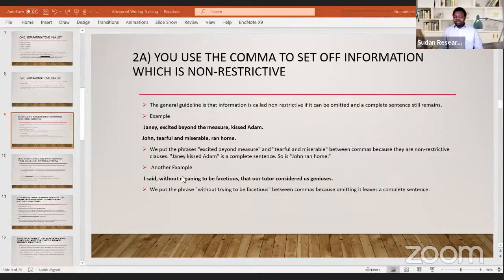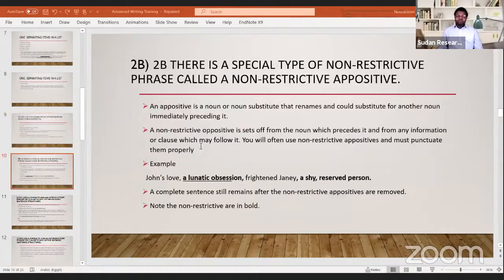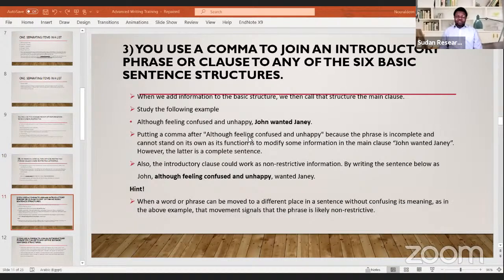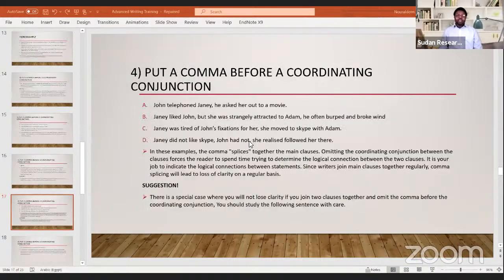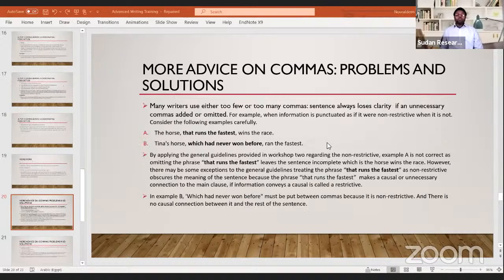And then there are many examples. We have gone through them, and we said the non-restrictive has different functions. But today's lecture is going to be completely different, with more advice on what we have covered so far. The reason I went through the non-restrictive now is that these things are related to it. So, more advice, because many writers sometimes use the comma in the wrong places, and that's the problem.